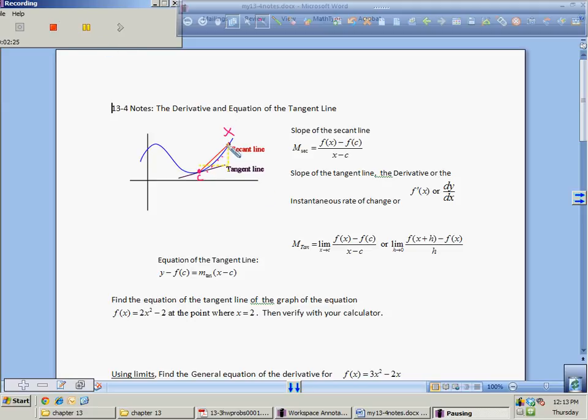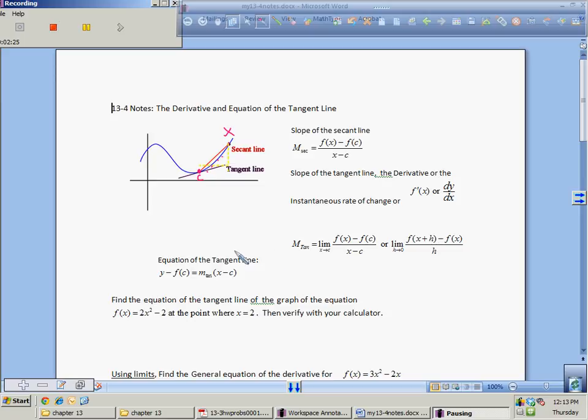So as I slide this point down, you get closer and closer to the exact rate of change at that point. In other words, you can find the instantaneous rate of change, which is the slope of the tangent line indicated by this, as the limit as x gets closer and closer to c of f of x minus f of c over x minus c. And that's called the derivative. I think I talked about this a little bit.